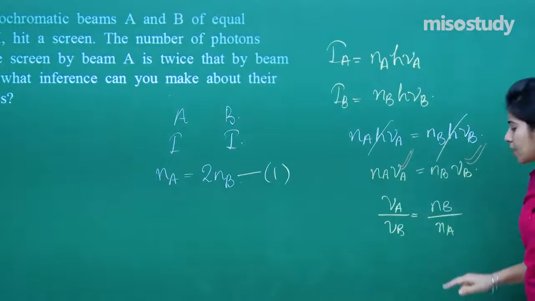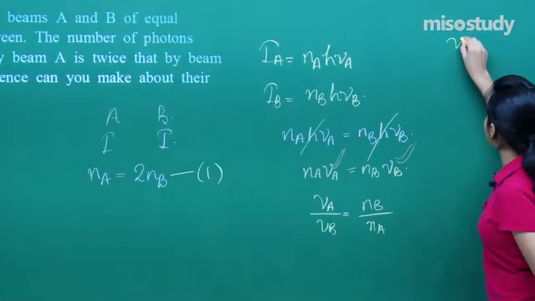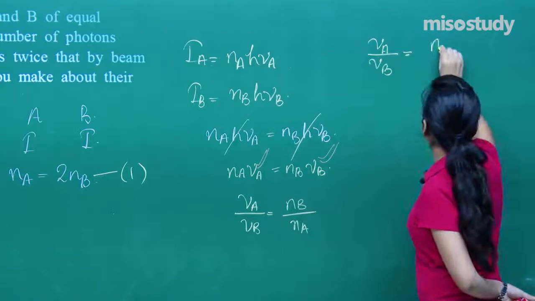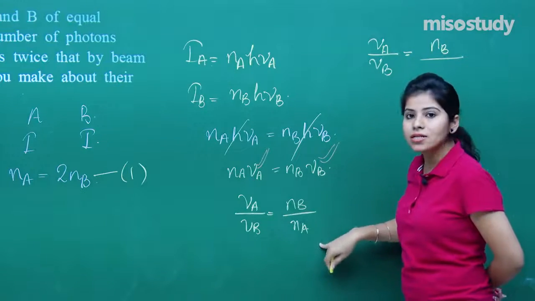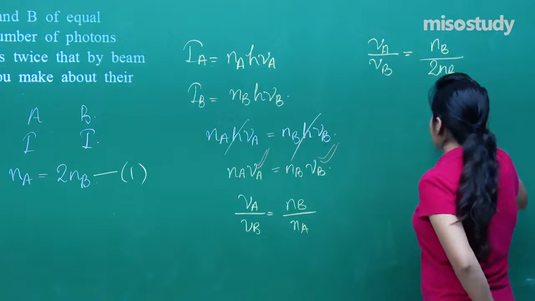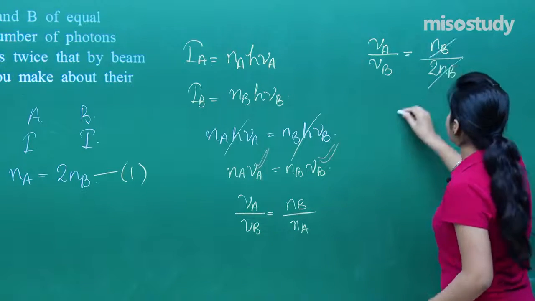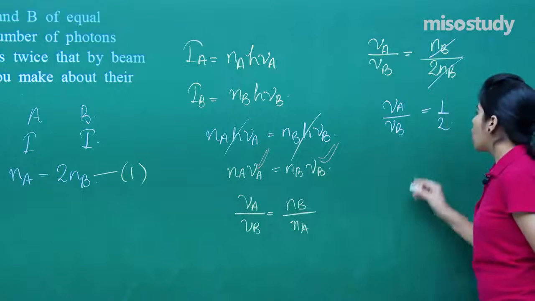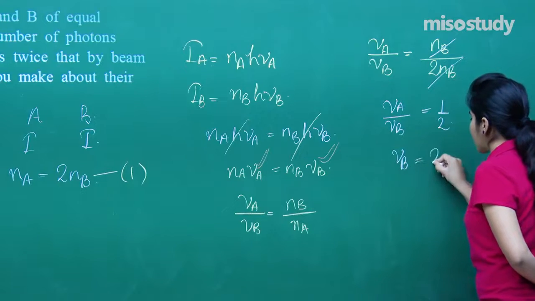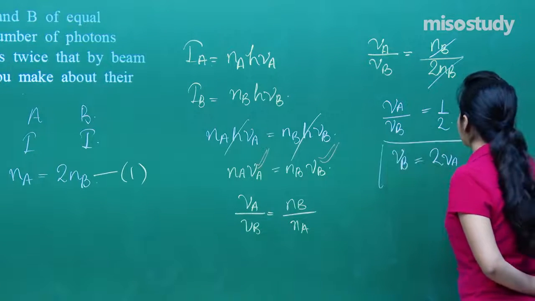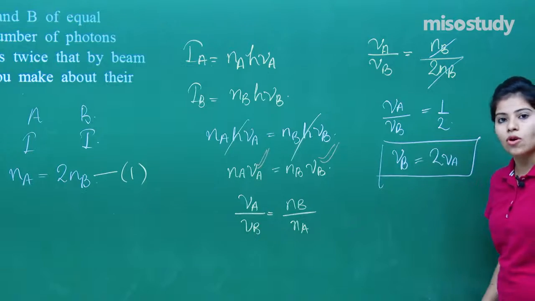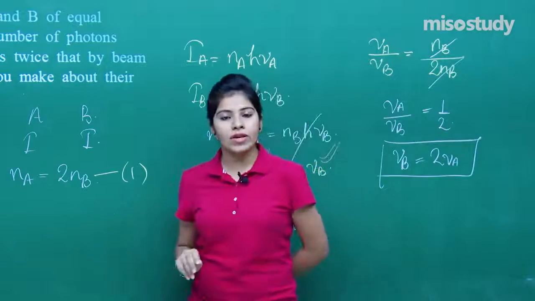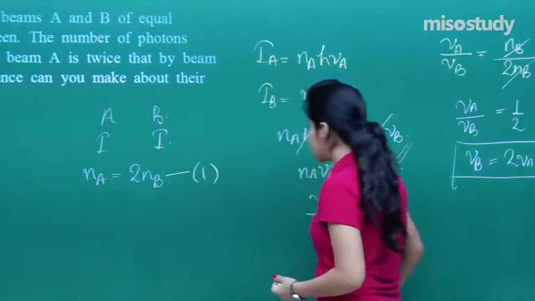So put this value of NA into this equation, so we will have nu A upon nu B equals NB upon NA. Now NA is 2 into NB. See, these terms cancelled. So nu A upon nu B equals 1 by 2, or you can say nu B equals 2 times nu A. Frequency of B is 2 times the frequency of A. This is the inference that we have drawn from this condition that has been given in the question. Okay, so this is the answer.